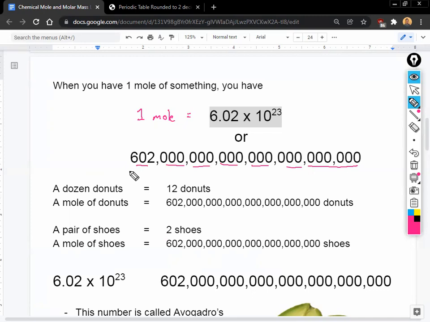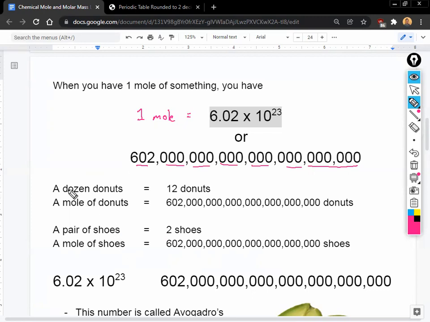You guys have probably never even heard that number before, because it's such a big number. Atoms are so small that we can't even count them a million at a time, a trillion at a time. We have to count them 602 heptillion at a time.